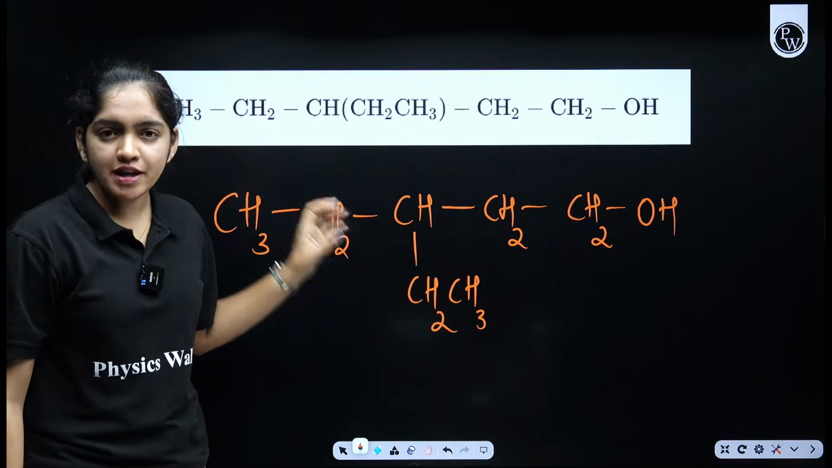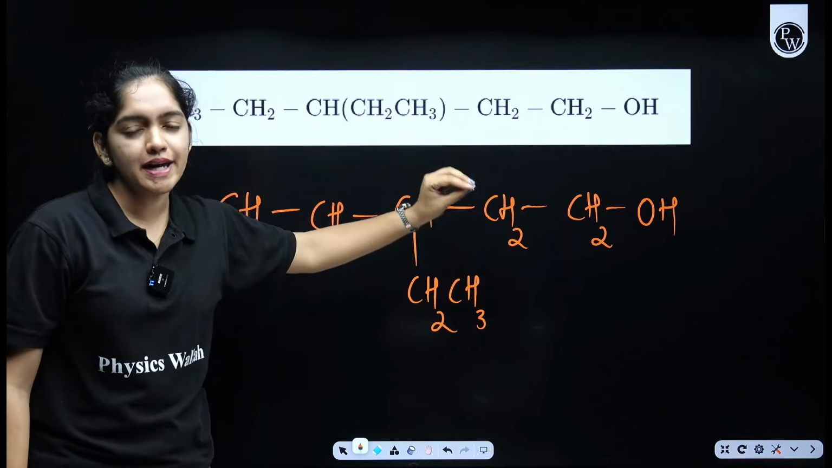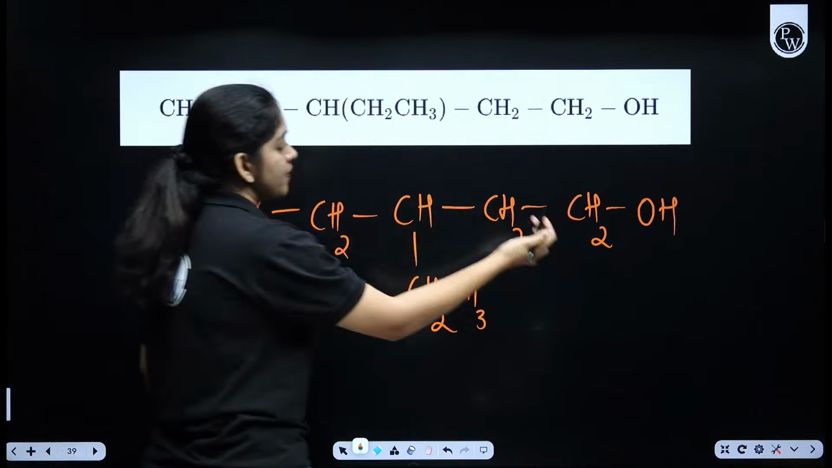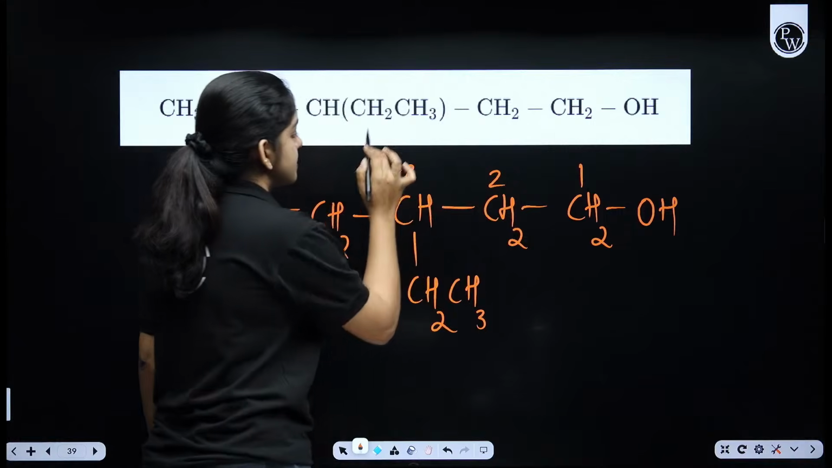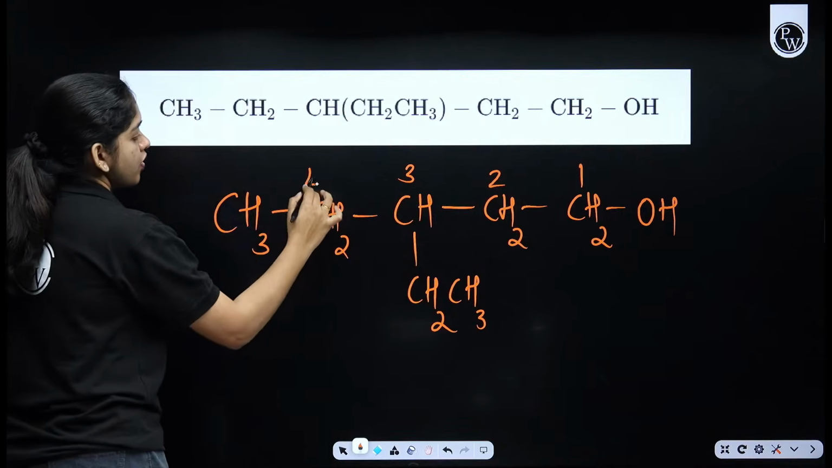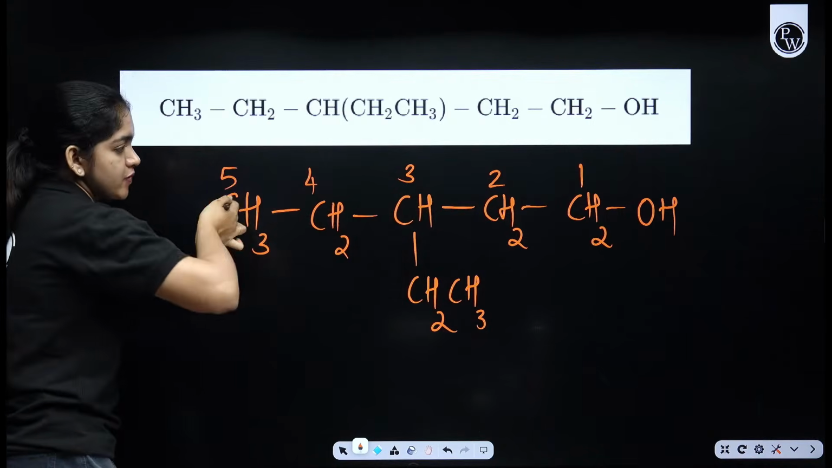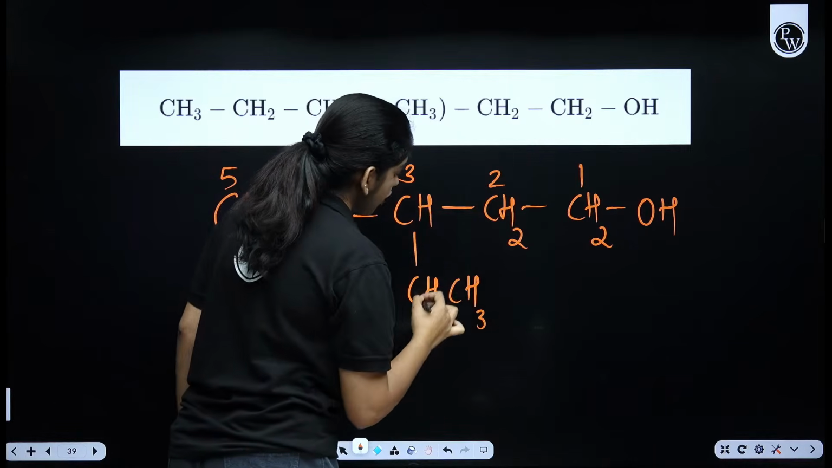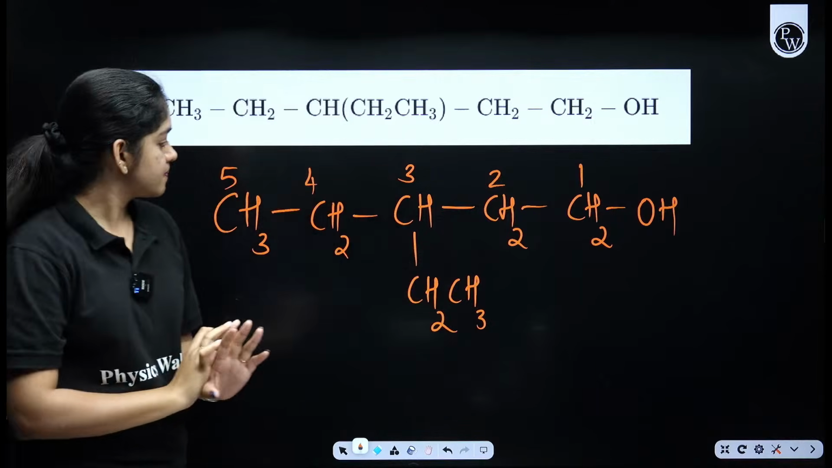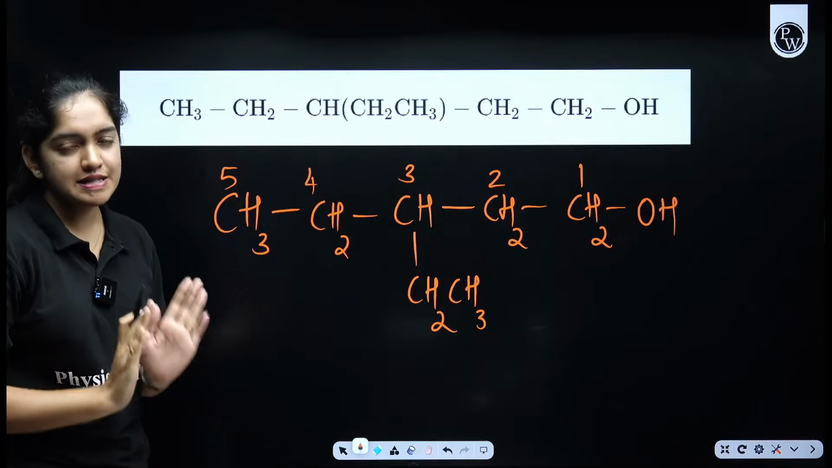Now we can give the number. If a functional group is present, it will be getting the least number. So we can start from here. This is the 1, then 2, 3, 4, 5. If we come through this way, we will get total 5. Now start from here. 1, 2, 3, 4, 5. Anyway, it is 5 only. The longest chain is 5.